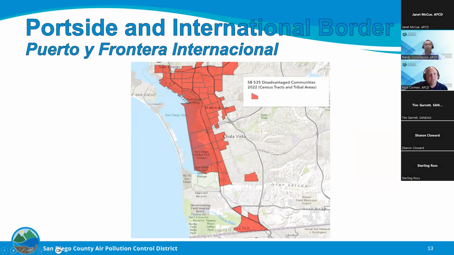This map zooms into the southwest corner of the previous map and highlights the disadvantaged census tracts located within the Portside and International Border communities. Based on the CES scores in these areas, the Portside and International Border communities each experience disproportionate burdens from exposure to air pollutants. Next slide, please.